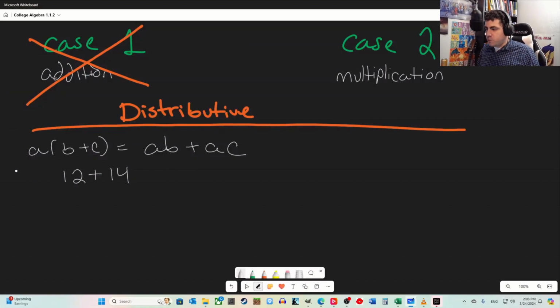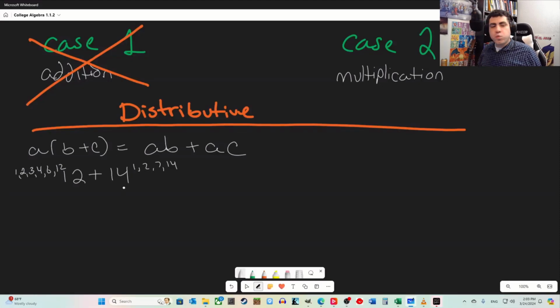For 12, we got 1, 2, 3, 4, and 6. How so? 1 times 12 equals 12. 2 times 6 equals 12. 3 times 4 equals 12. There's our factors. And for 14, we have 1, 2, 7, and 14. Because 1 times 14 equals 14, and 2 times 7 equals 14.